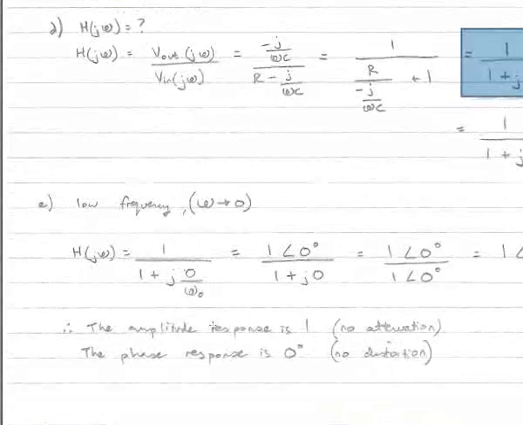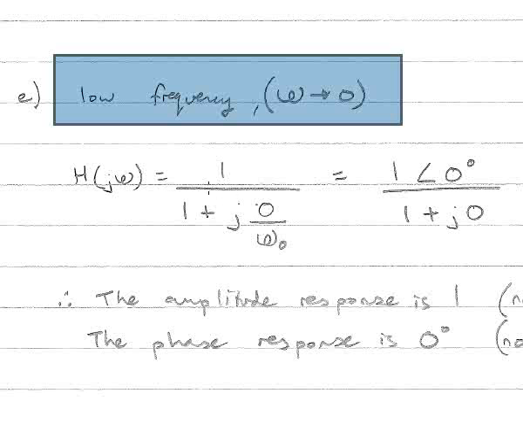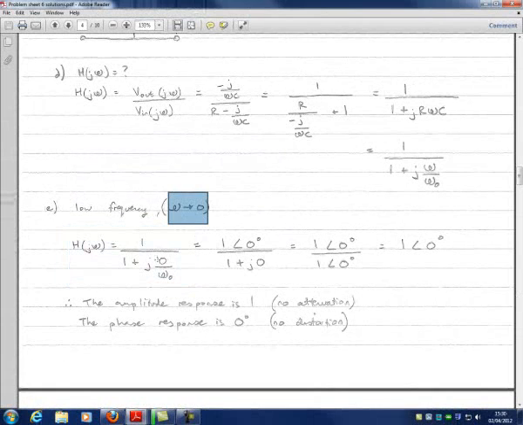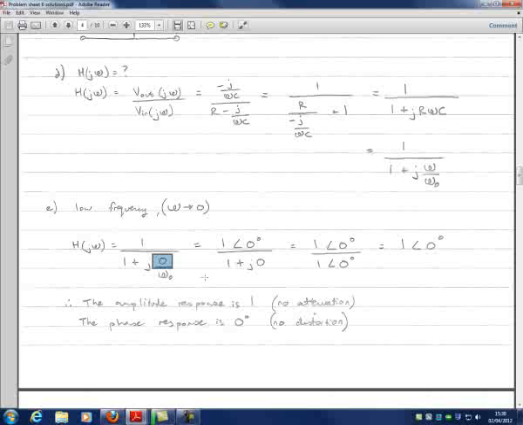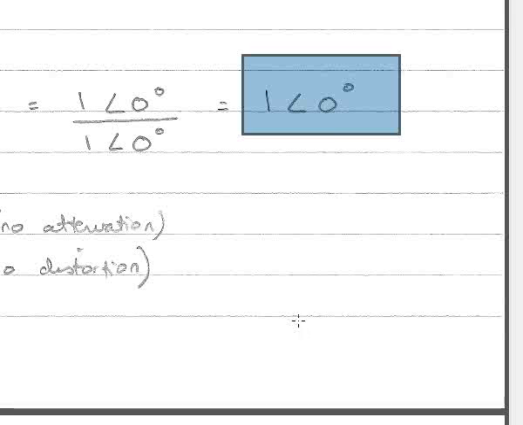So at low frequency, omega tends to 0. I've stated what I'm working with. So what we do is we rewrite the complex voltage transfer function, and this time where we see omega, we replace it with 0, because that's what we're doing. So we put in 0 there. What this then becomes on the next step is 1 at an angle of 0 degrees over 1 plus j naught, which means there's no j. J is 0. So we can rewrite this as 1 at an angle of 0 degrees over 1 at an angle of 0 degrees, which remains the same.